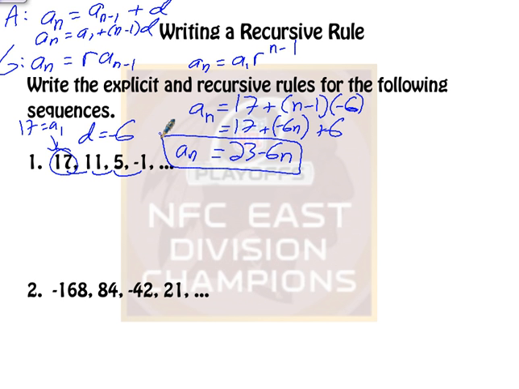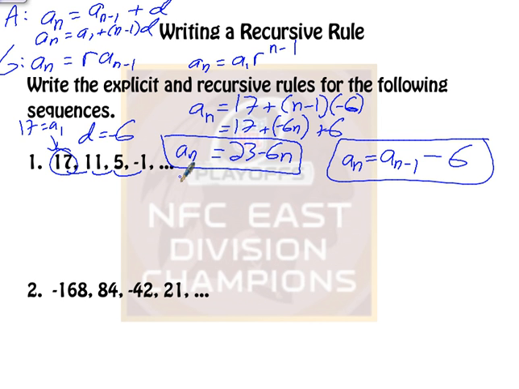And then for my recursive rule, A sub n equals a sub n minus 1 plus d, which is just going to be minus 6. So this here is my explicit, which is what we've been doing the last couple of days. And here we have the recursive rule. So nothing too bad, especially with the arithmetic.